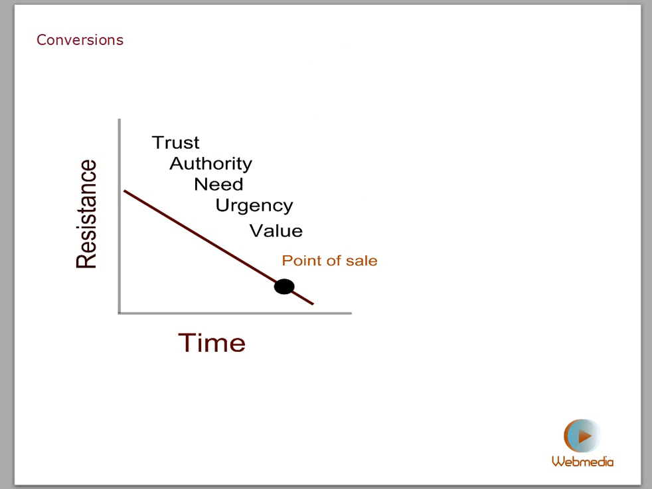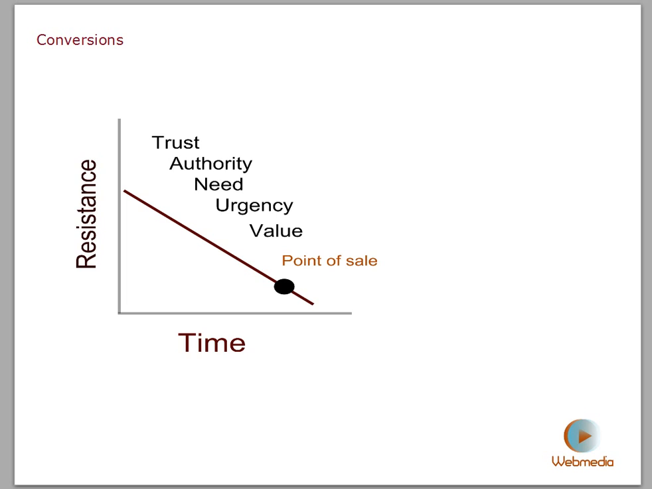Now you can see on one axis there is resistance and on the other axis there is time, and most people start here at the top of this line on the left, being resistant to buying. They are concerned about risk, they're concerned about wasting money, and they have no comfort in the person that they're doing business with, particularly for the first time.